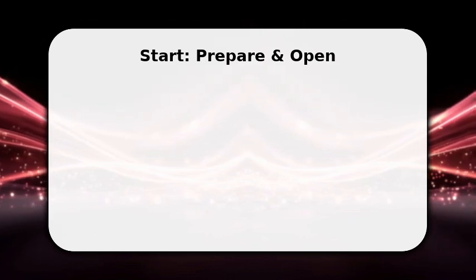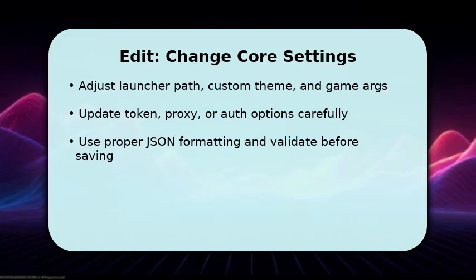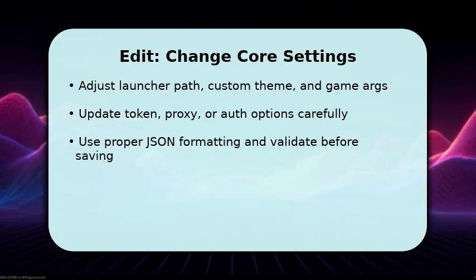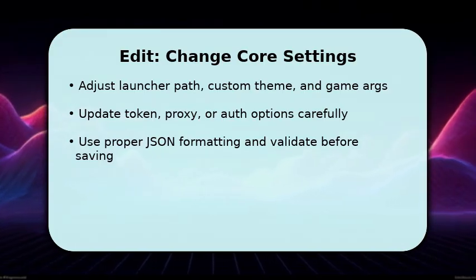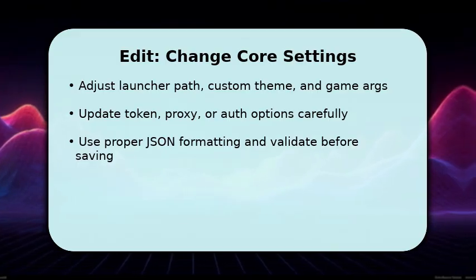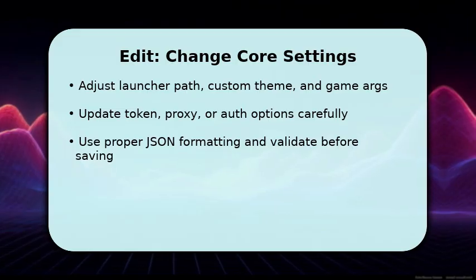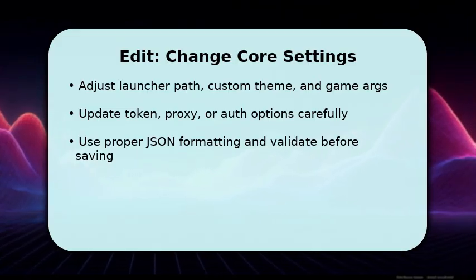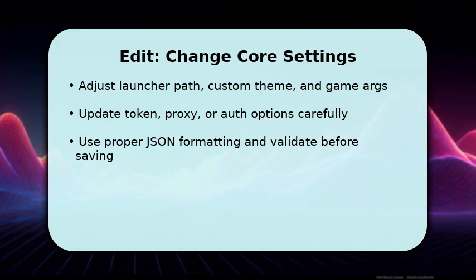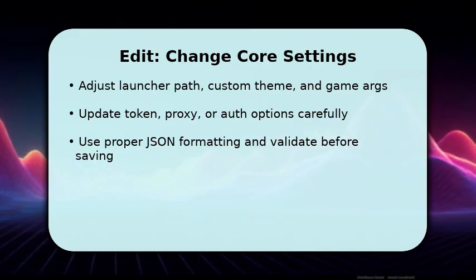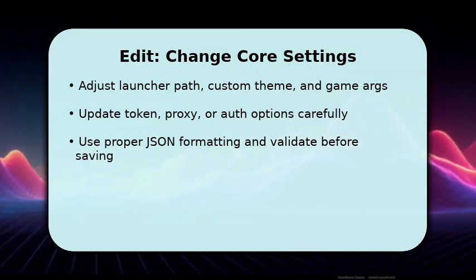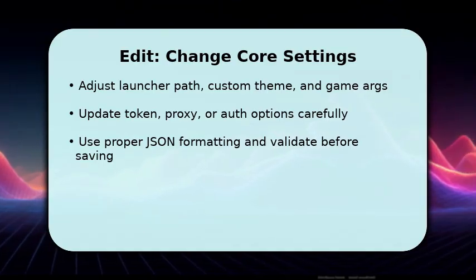Now move to the Settings panel to change the first values. You now edit the core settings. Change the launcher path to point at the correct Roblox executable, set a custom theme color, and add or tweak game args. If you must update a token, proxy, or alternate auth option, do so precisely because small mistakes break connectivity. Always keep JSON structure intact. Commas, braces, and quotes matter.